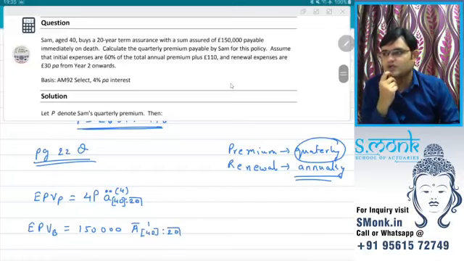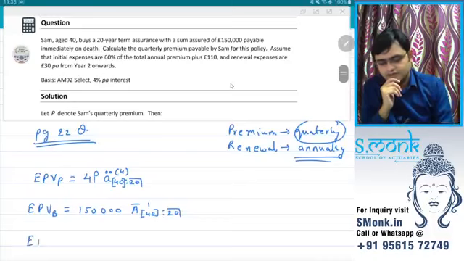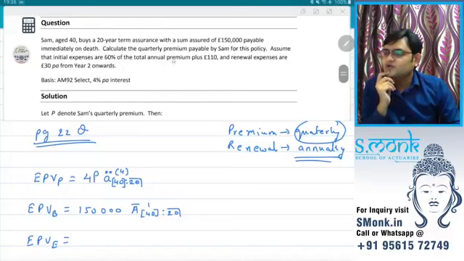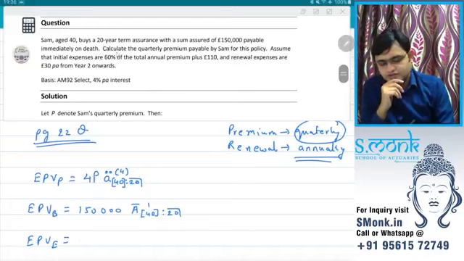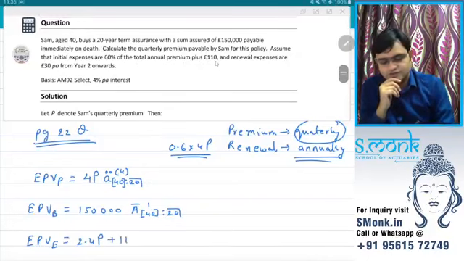Payable immediately on death. Then expected present value of expenses. Expenses, they said 60% of the total annual premium. Annual premium is 4P. 60% of that, so I will have 0.6 into 4P, right? So that is basically 2.4P. 2.4P plus 110 plus 110. That is our initial expense.